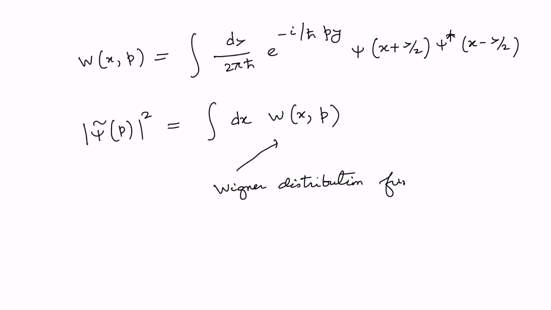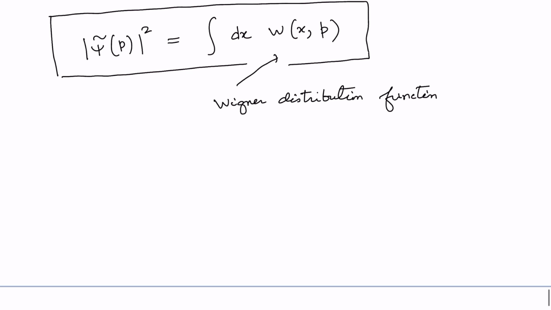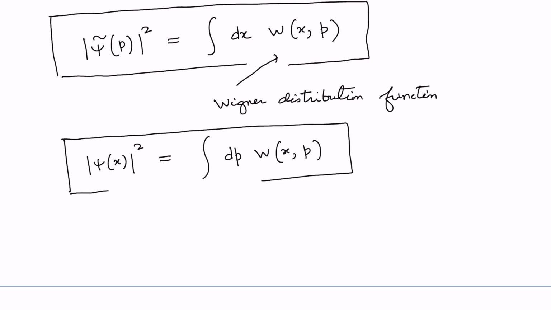Okay, so as you can see, using this Wigner distribution function, if I just take an integration of the Wigner distribution function with respect to x, then I get the probability distribution function for the momentum. And similarly, you can show that you get the probability distribution function in position by just taking the integration of this Wigner distribution function with respect to the momentum. This is going to give you the position probability density. Okay, let me go further.